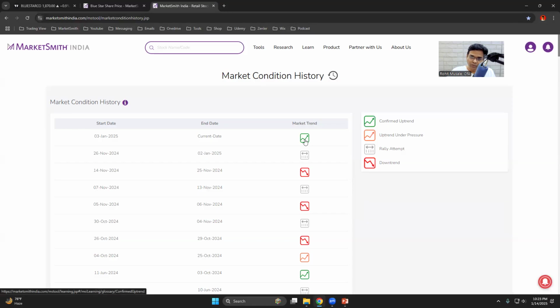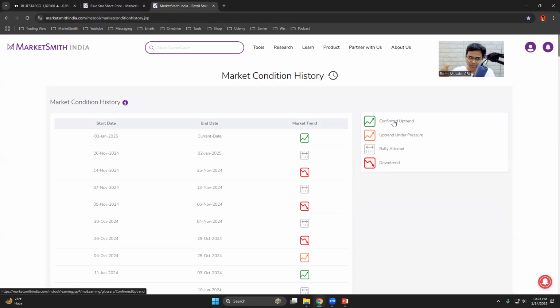Now, why does this show an uptrend? I have made a separate video on that just a few days ago. You can watch that video. The point I'm trying to make here is, in a downtrend, obviously we are not taking swing trades, we are not taking positional trades. So now I am left with three options. I consider both of these options as weak market condition. I consider this option as strong market condition.